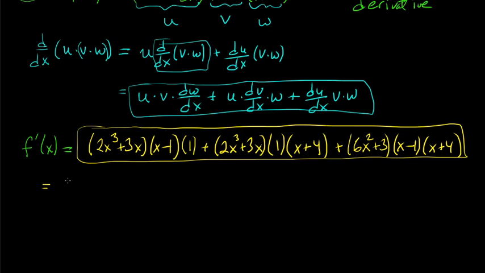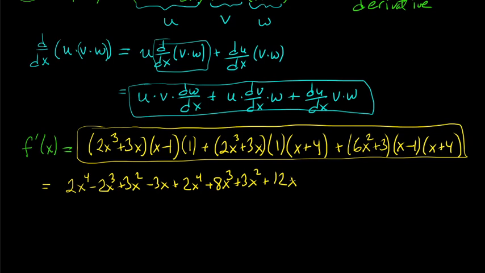So this will end up being, let's see, 2x to the fourth minus 2x cubed plus 3x squared minus 3x plus 2x to the fourth plus 8x to the 3 plus 3x to the 2 plus 12x. And I guess I'm going to do this first. So this is just x squared plus 3x minus 4, and then multiplied by the 6x squared plus 3.